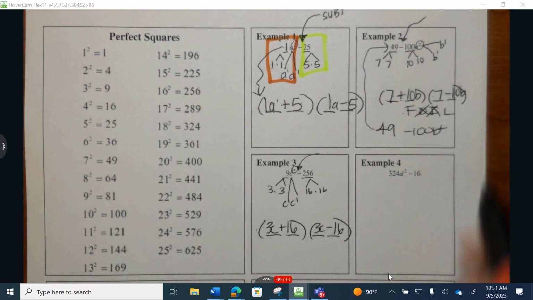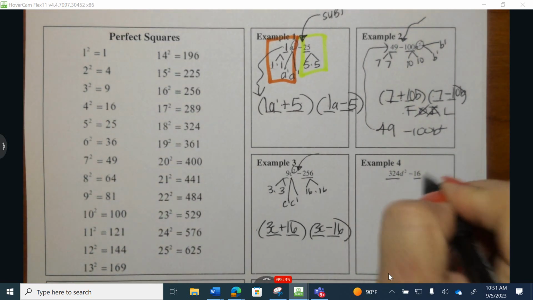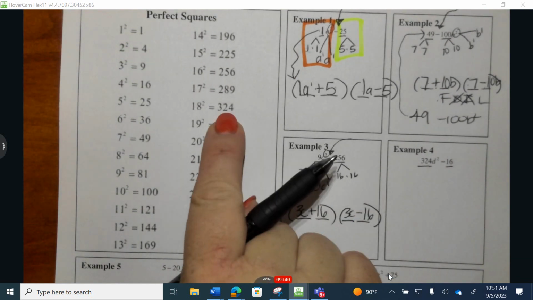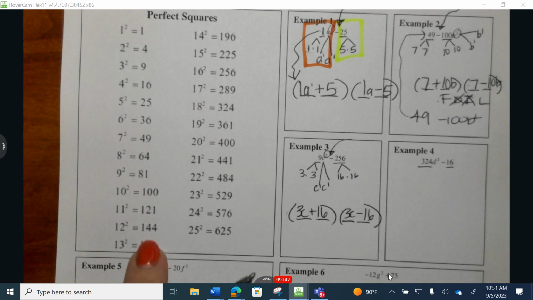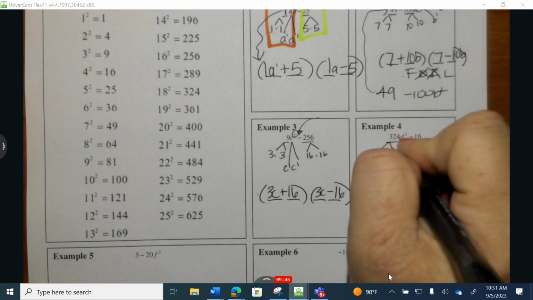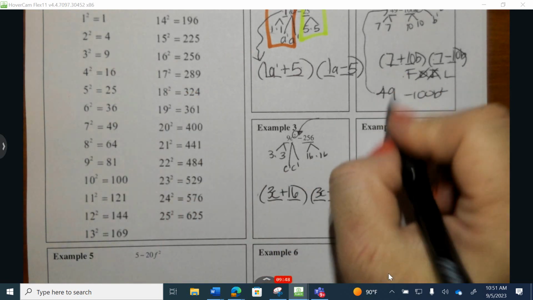Let's look at 324 and 16. 324 and 16. Okay, I'm going to come off to the side. 324 is right here. Okay, good. And 16 is right here. All right, here we go. 324 is 18 times 18.